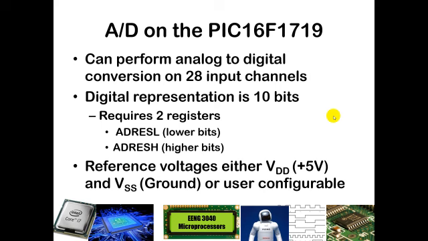In this case, the reference voltages are either VDD, which is plus 5 volts, and ground, or we can also have user configurable analog voltage references. Now, in the remainder of this course, we will only use the plus 5 volts and ground as our reference voltage. Even though we can use a specific voltage range, we will not choose to do that.